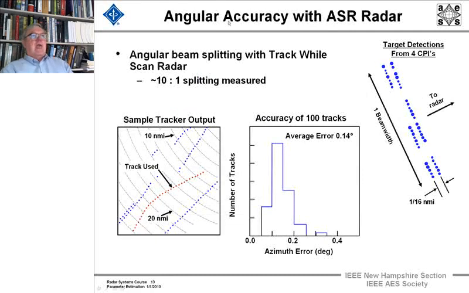Okay, now let's look at angular accuracy with a track-while-scan radar and look at some actual data. This is sample output of data from an FAA radar, an airport surveillance radar. And here are the range rings. We're looking at the southwest quadrant of the radar, and here's just the portion, an arc of the 20-mile range ring, and here's the 10-mile range ring.